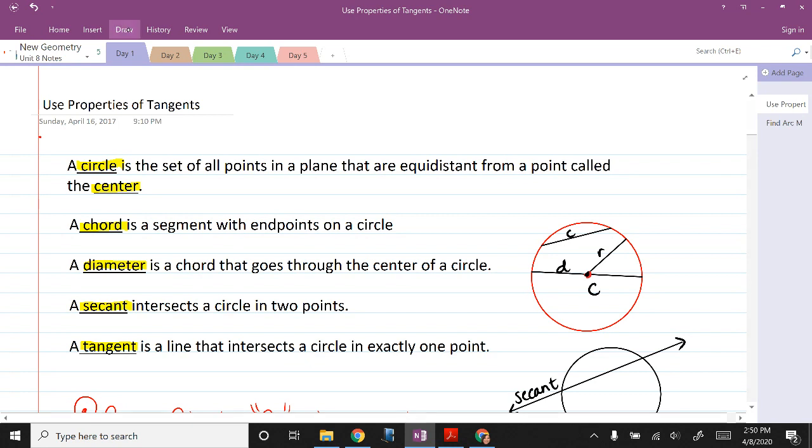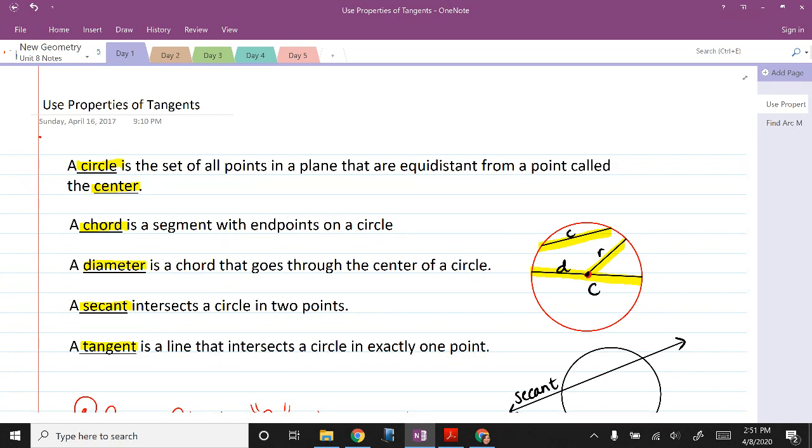So a chord, let me just get a highlighter. A chord is a segment that has endpoints that touch the outside edge of a circle. A diameter is a special chord. Its endpoints are on the edges of the circle, but it goes through the center. So a diameter is a special chord. We know that half a diameter is a radius, and the radius is also the distance between the outside edge of the circle and the center.